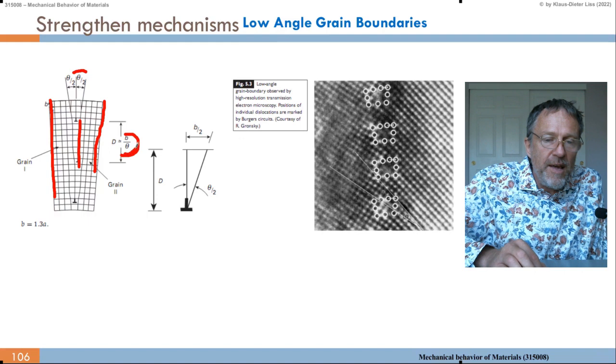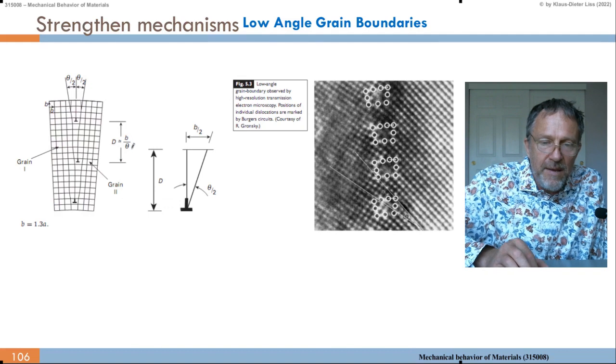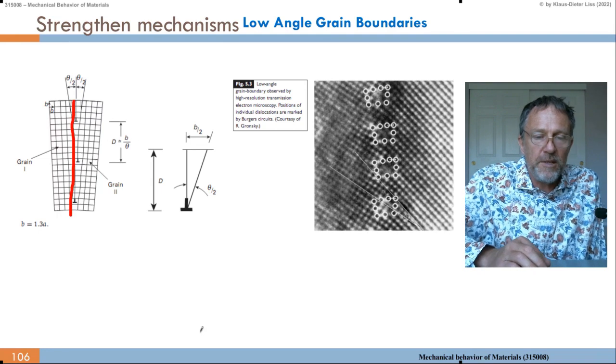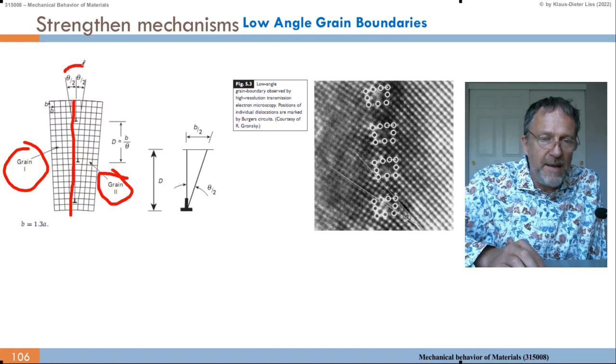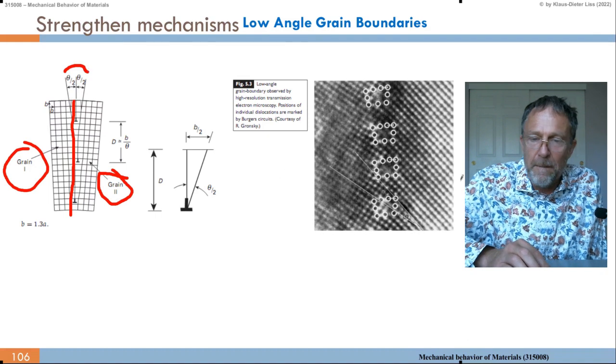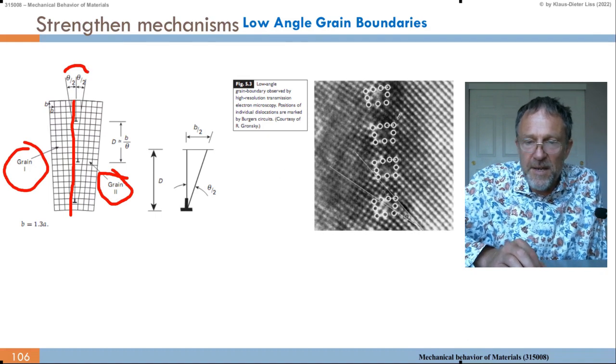So we have a correlation between a low angle grain boundary, theta. Theta is the angle between this, we call a low angle grain boundary, and the distance between dislocations. This we call grain 1, which is a perfect grain. This we call grain 2, which is a perfect grain, and they're inclined to each other by theta.